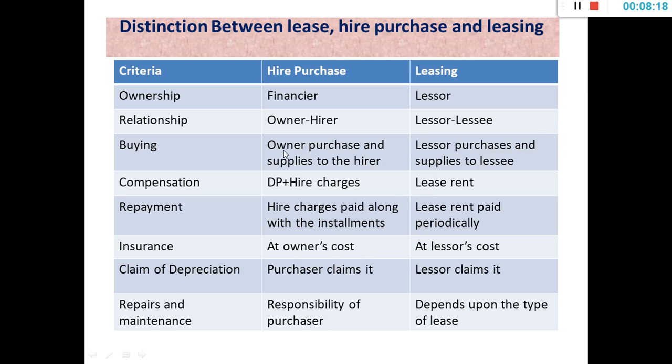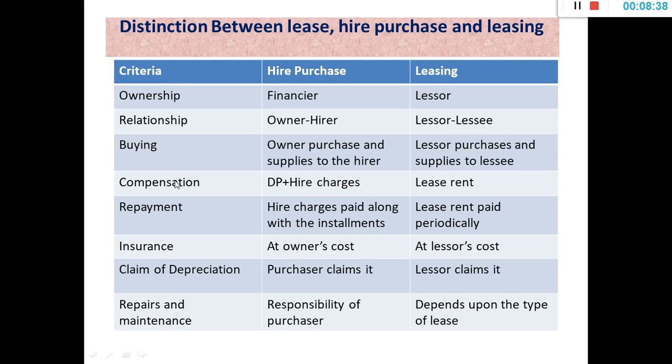So who is the owner here? He may be the finance company. He purchases it and supplies it to the hirer. After the payment of hire charges, the hirer can become the owner. But in case of leasing, the lessor himself is the owner and he just lets it for the lease.